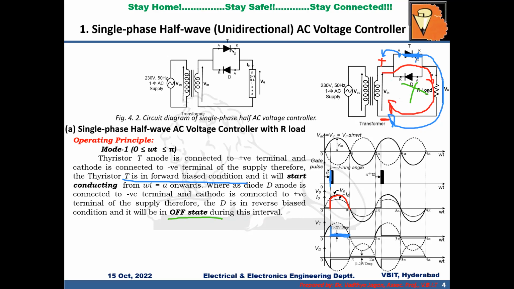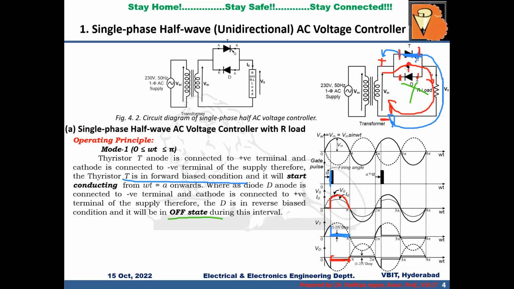And see, the direction is from top to bottom, right? Since from omega t equal to alpha to pi, even though the diode is in a reverse bias condition, the anode of the diode is connected to the cathode of the thyristor, and the cathode of the diode is connected to the anode of the thyristor. So from omega t equal to alpha onwards, the voltage across the thyristor will be the same as the voltage across the diode because they are connected in anti-parallel. And you can see from 1 to 2 volts across the diode, and since they are connected anti-parallel, you will get negative voltage across it, right?